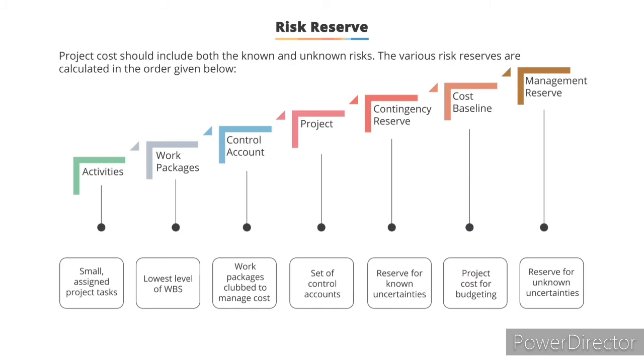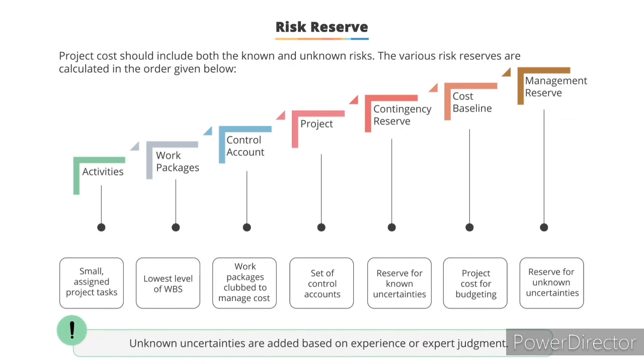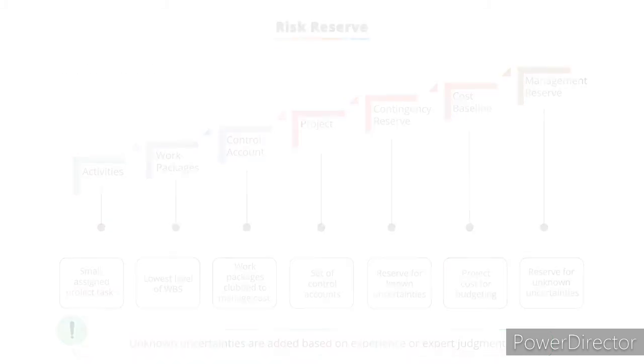By adding the contingency reserve, you've already taken care of the known uncertainties. And by adding the management reserve, you take care of any unknown uncertainties, those risks that perhaps have not yet even been identified. Unknown uncertainties are added based on experience or expert judgment. Now, let's move on to discuss project risk management in the next screen.